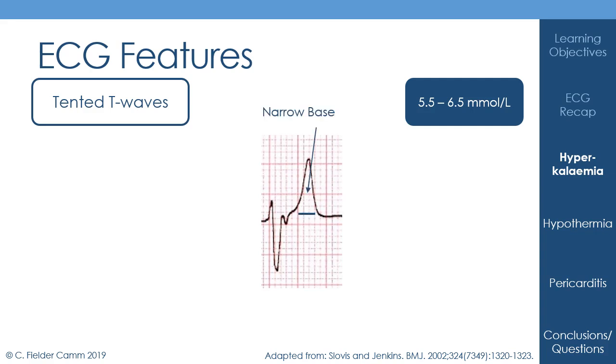So you can see that there's a narrow base with a very high T wave. And I think that a lot of people talk about height of T wave versus the QRS complex, but really when you're talking about tented T waves, it's the narrowness of the base proportional to the height. And you can see this is a very narrow base compared with that height.